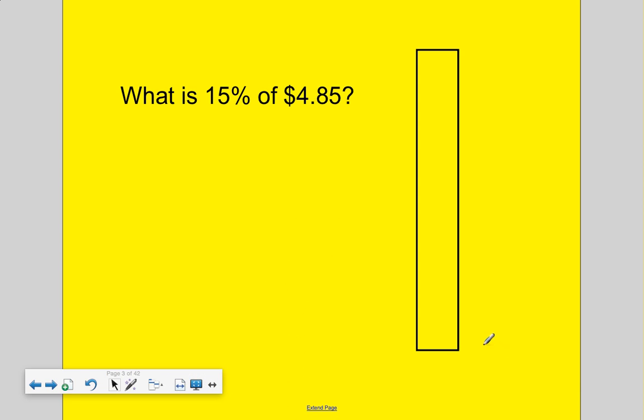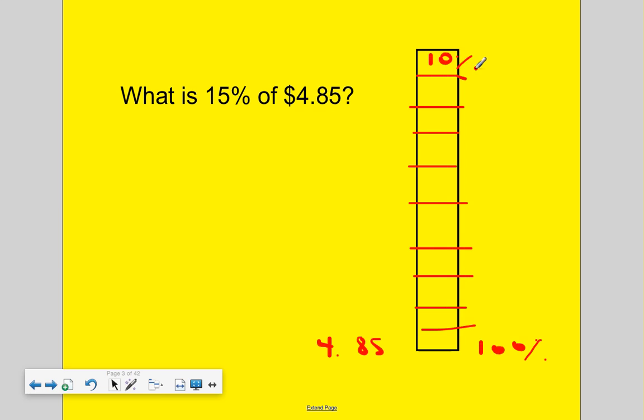Well, we know 100% is the whole bar, and that is equivalent to $4.85. I'm going to break this bar down into 10 sections. 1, 2, 3, 4, 5, 6, 7, 8, 9, 10. What percent would go to each section? Well, 10%. 10% goes in this section, 20% goes in this section, and so on.